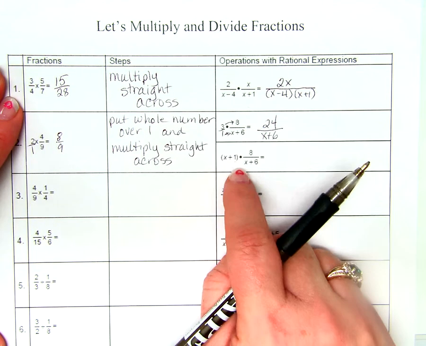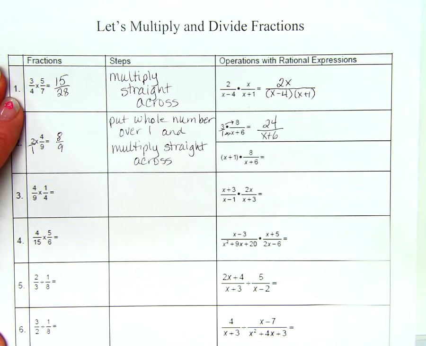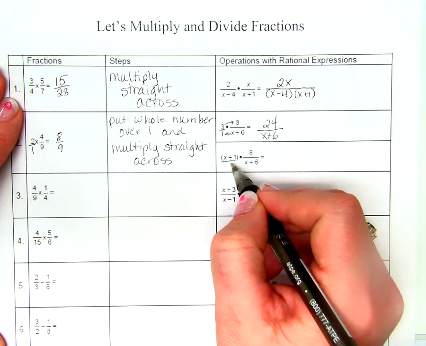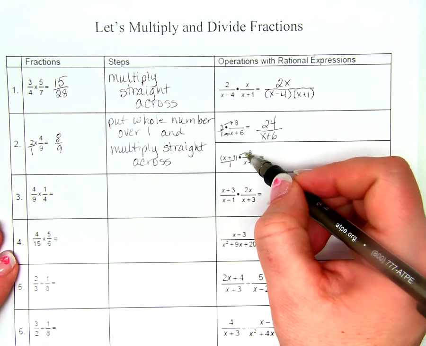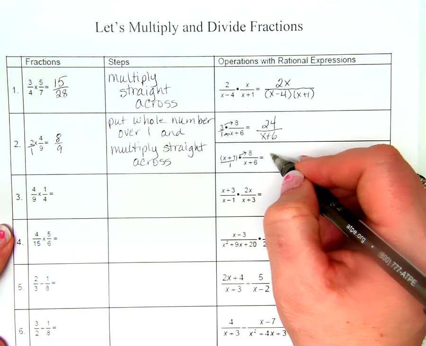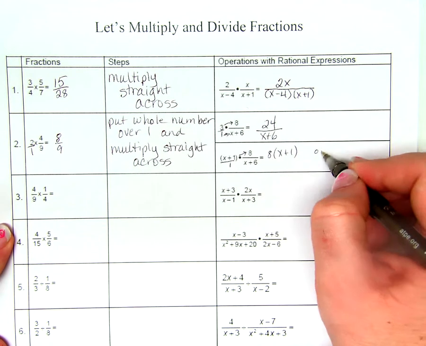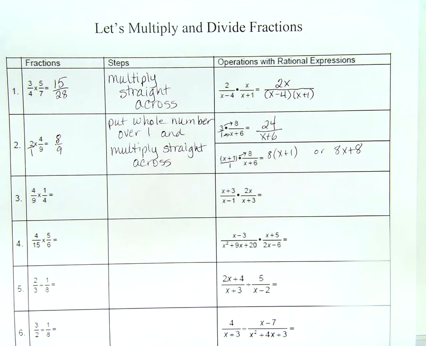So this one must be completely different because there's an x and a 1 over here. No? So I still have to put that over 1? Even though it's not a number? Oh, it is a number? Oh, okay. So what is x plus 1 times 8? Okay, I'll give you that. Because that's super simple to do in your head, isn't it?